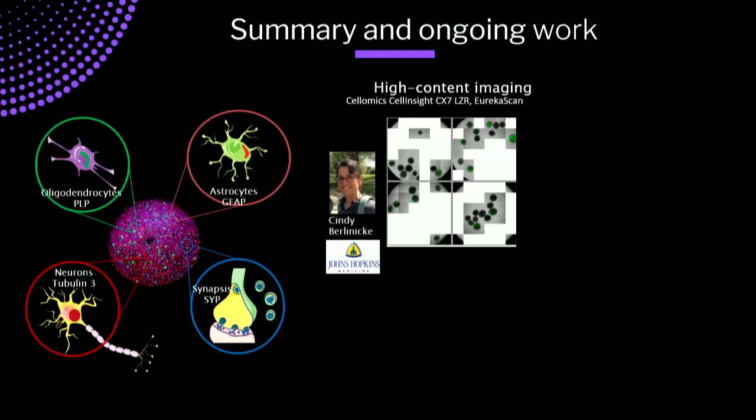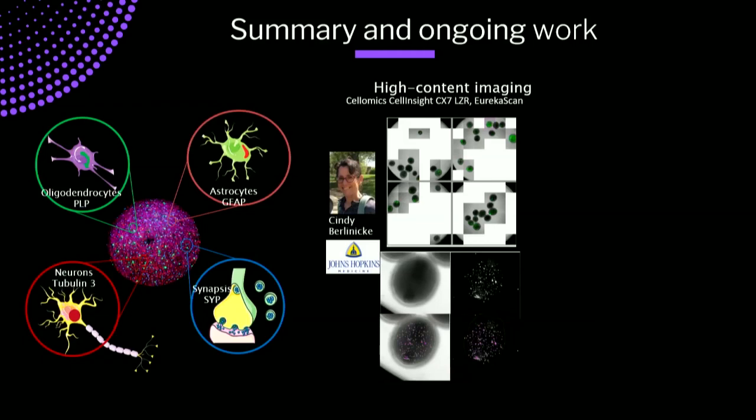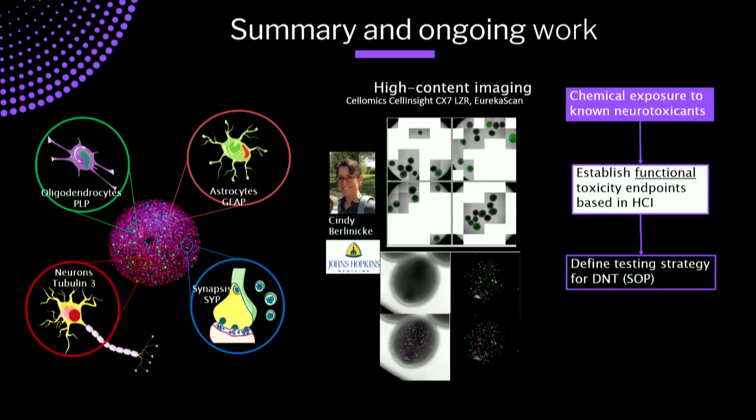So every time that I get a new tag, I will send her a bunch of brain spheres, and she will create algorithms to scan these mini brains, doing Z-stacks with confocal, and then she will create the masks, and then we can determine the parameters that we are going to use to do the chemical testing. In the same way, we are going to do chemical exposure to non-neurotoxicants. That way we can establish functional toxicity endpoints based on the high content imaging. And then we will define testing strategies for DNT and write the SOPs.